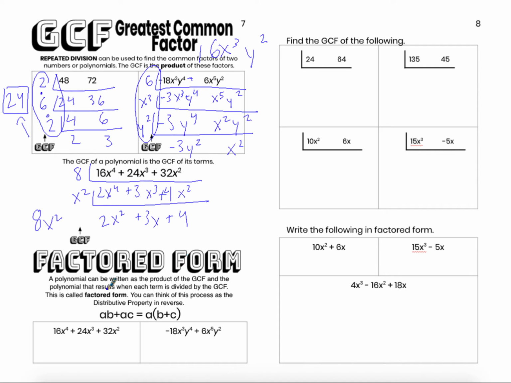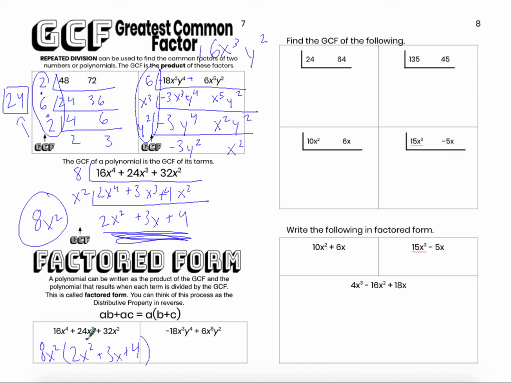So the polynomial in factored form is just going to be the GCF times whatever we get here at the bottom, this remaining quotient. So whatever we get when we divide the polynomial by its GCF goes in parentheses in factored form. So 16x to the fourth plus 24x to the third plus 32x squared in factored form is just the GCF 8x squared times this quotient, 2x squared plus 3x plus 4.